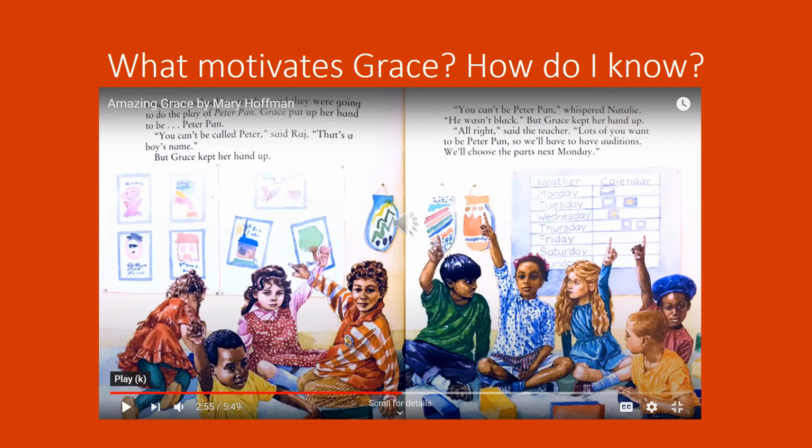What motivates Grace? How do we know? Well, really, to figure this out, we have to look at one of Grace's problems. What problem does Grace have? So I went back to the pages where Grace's teacher asks if they want to play Peter Pan, and Grace keeps her hand up. In fact, even after 2 of her classmates say, no, you can't be Peter Pan because you're black. You can't be Peter Pan because you're a girl. Grace still keeps her hand up.